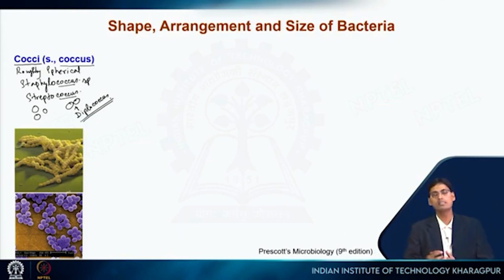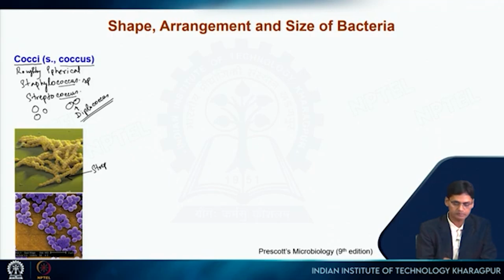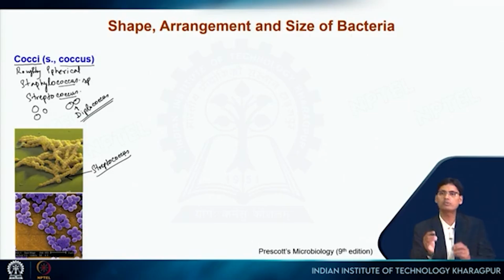Not just 2, there are some other bacteria that can be in some kind of chain. As you can see here, this is in chain. So although they are coccus, they are in chain, and this is Streptococcus. This chain form happens because when they are dividing in only one plane, they are not getting separated. As a result, although they are single cells, they form some kind of chain-like structure.